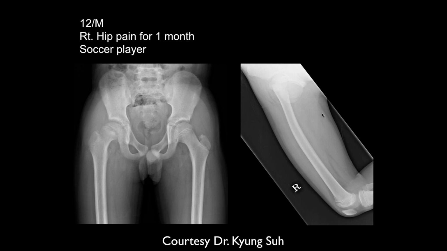12-year-old male, right hip pain for 1 month, soccer player. You can see that the alignment of the epiphysis and metaphysis on the right hip is abnormal. You can see a slipped capital femoral epiphysis along the inferior margin. There might be some remodeling, and it looks normal on the left.